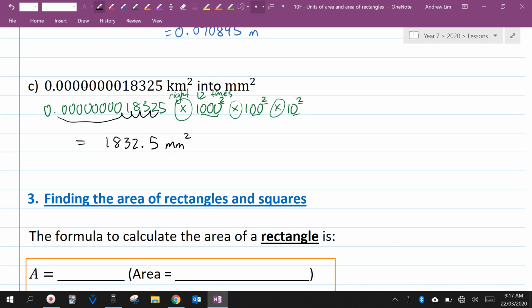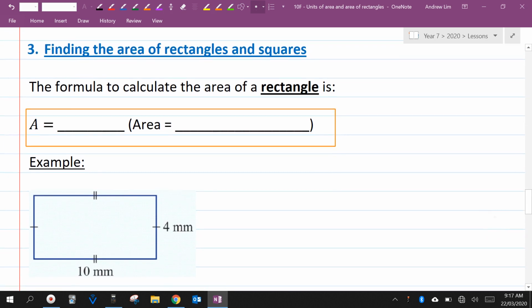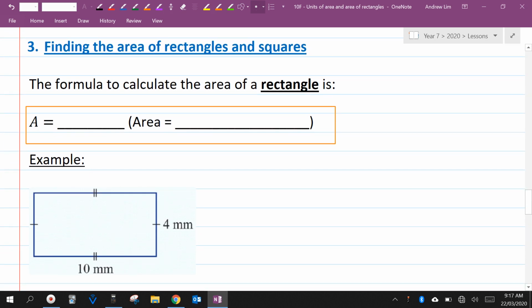Alright, so now that we know how to convert different units of area, let's have a look at how to find the area of rectangles and squares. This is the last part of our video. So the formula to calculate the area of a rectangle, which we found out from the mathematics video, is area is equal to L times W, which is length times width. Often we don't need to write that times symbol, so you might just see it as LW, but today I'm just going to leave it as L times W.